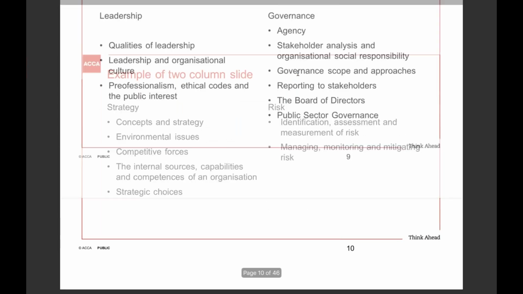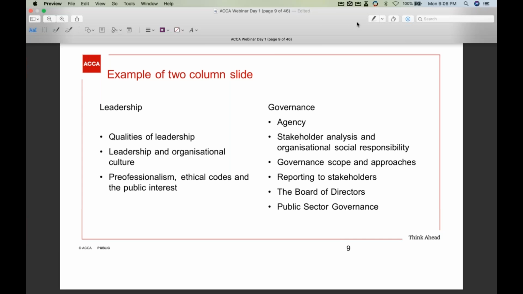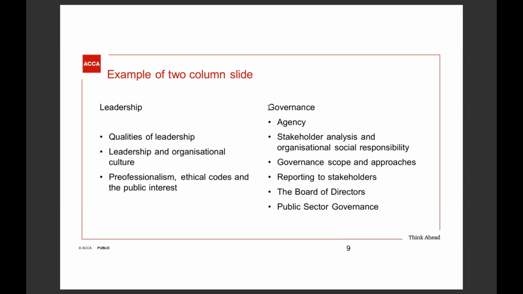Let's go back to page 9 that we had when we were covering leadership and governance. When you look at this chapter, what are they talking about? Leadership: they talk about qualities, leadership and organizational culture, professionalism, ethical codes, and public interest. And when you look at governance, these are the areas that you are covering.